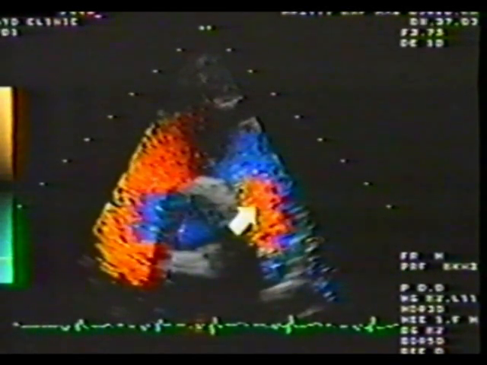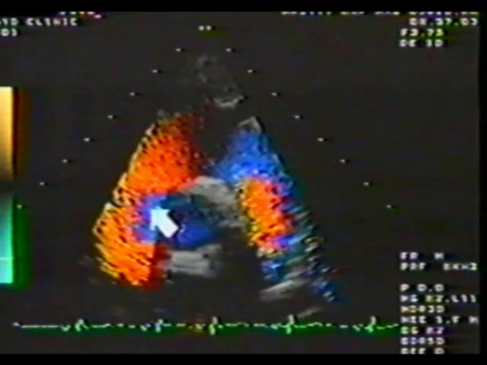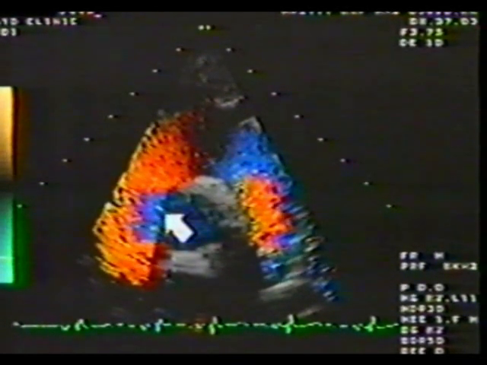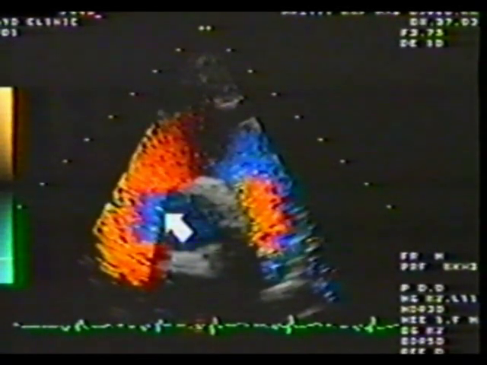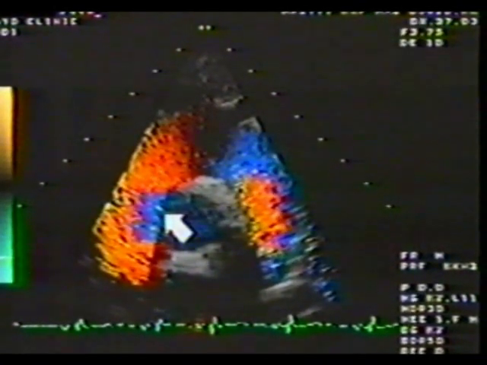The red in the descending aorta and the blue in the ascending aorta do not represent areas of flow reversal. These are regions where the flow velocity has exceeded the color Nyquist limit, and therefore color aliasing has occurred.